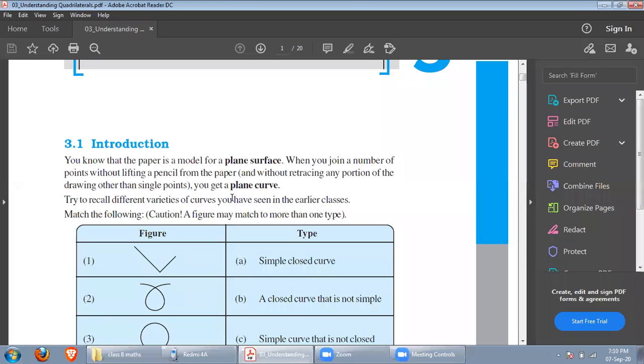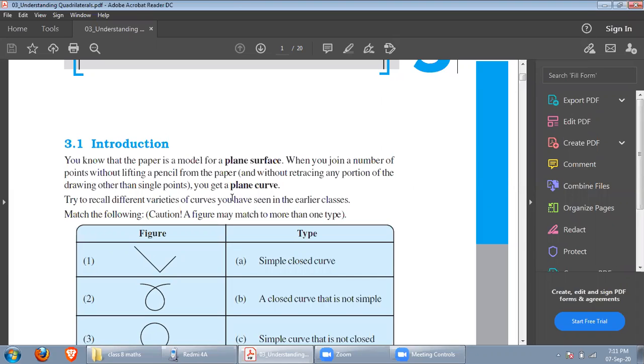When you join a number of points without lifting a pencil from the paper and without retracing any portion of the drawing other than a single point, you get a plane curve. Is it right? Say when you, without lifting your hand and without retracing, you get a plane curve, like a C shape, or maybe a circle, a plane curve.